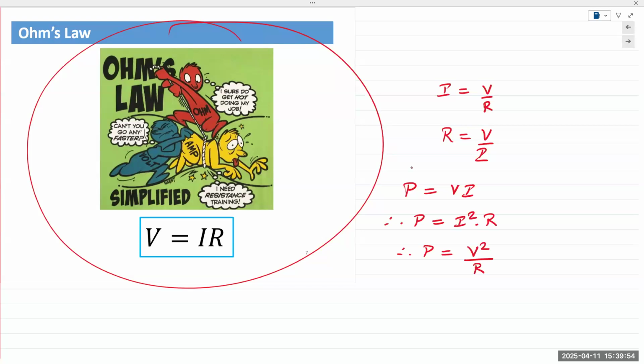Again, these are equations that you need to be very familiar with. After a certain point in time, this is easy to remember. This is also easy to remember. This only comes with a bit of practice. I squared times R and V squared over R come with a little bit of practice. But I believe by the end of this quarter, you will have these familiarized. I squared times R and V squared over R.